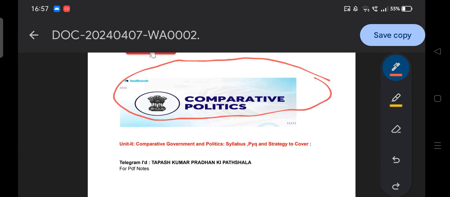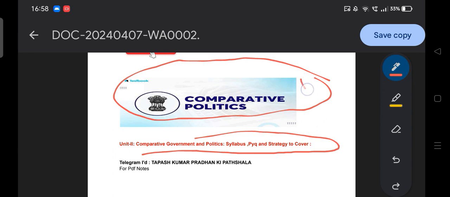Okay, the second unit here is comparative government and politics. We are here to discuss the syllabus, previous year questions, and strategy to cover. Each and everything we're going to cover in this series named Comparative Politics, and you are not going to have to go anywhere else. Here we'll cover all the things with respect to comparative politics, and at the last we will discuss the most expected questions. Be with us, don't be late. Don't skip any module.